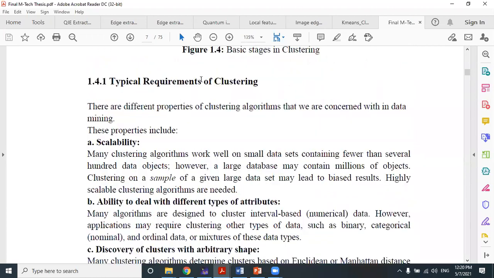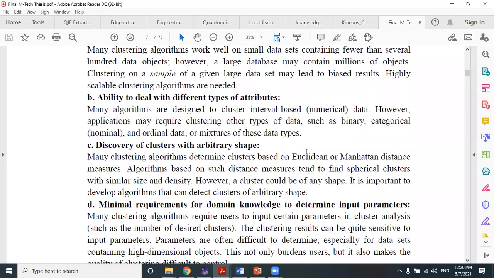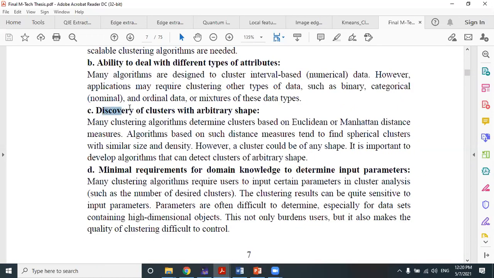These are the various requirements of clustering. Scalability, ability to deal with the different types of attributes. Third requirement, discovery of clusters with arbitrary shape, is very important. We generally use several distance measure functions to calculate the distance or to make the group of objects to form a cluster, and this cluster size and shape actually varies.